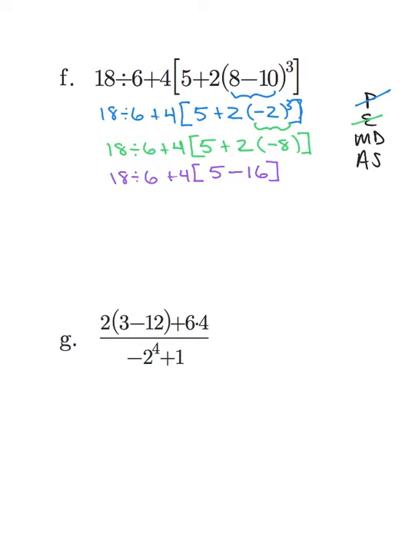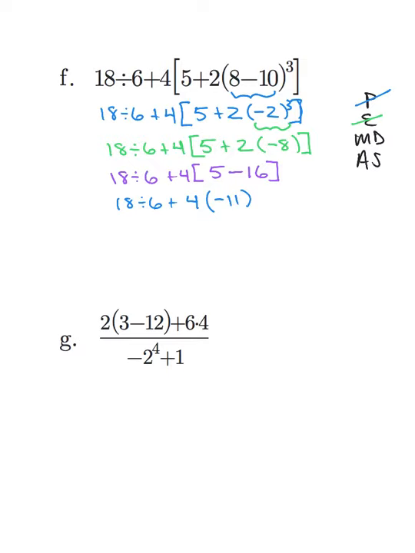From there, we want to go ahead and subtract inside the brackets or combine inside the brackets. And we get 18 divided by 6 plus 4. Again, if you want to change it back to a parenthesis, you can. We get negative 11. Since we have a positive 5 and a negative 16, those are different signs. We want to subtract, keep the sign of the larger number.